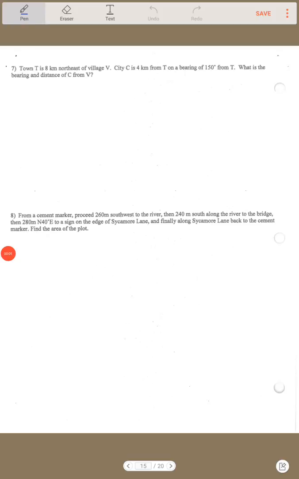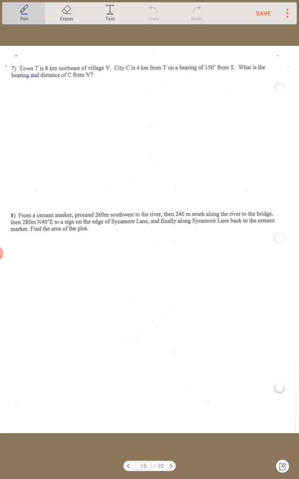Alright class, so in this lesson we're going to be learning about area of triangles, of non-right triangles. Before we begin, let's just do a little bit of review of law of cosines. In this problem we're going to look at it in terms of the bearing type problems.